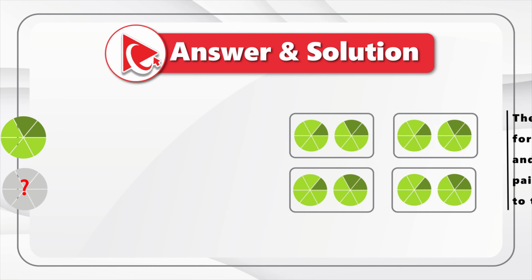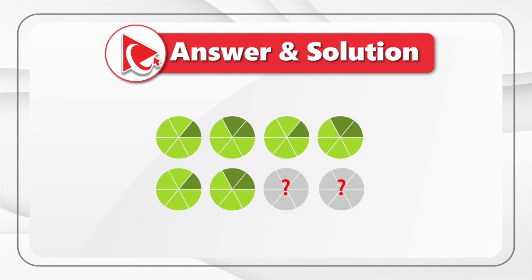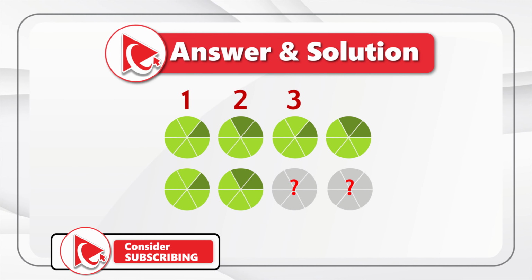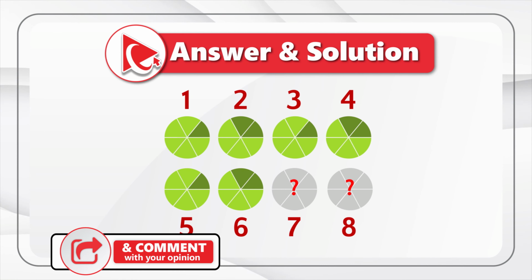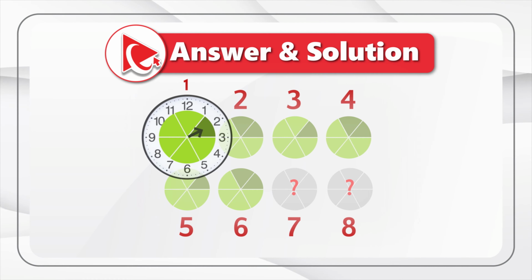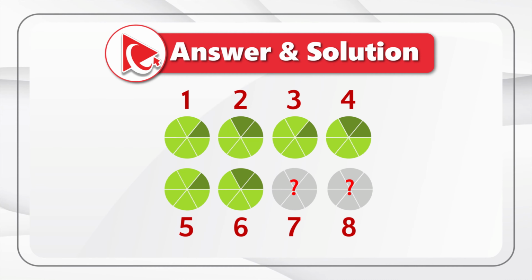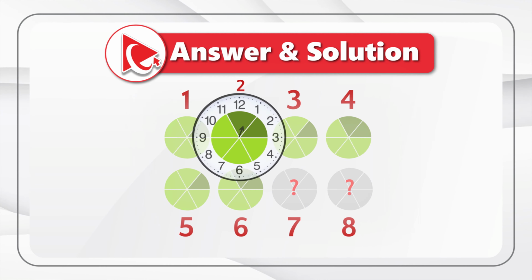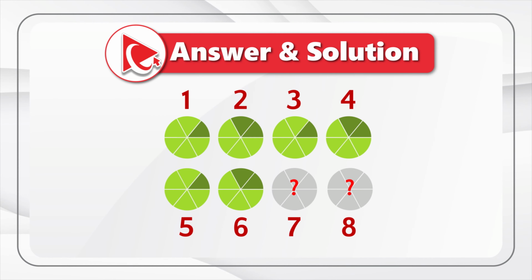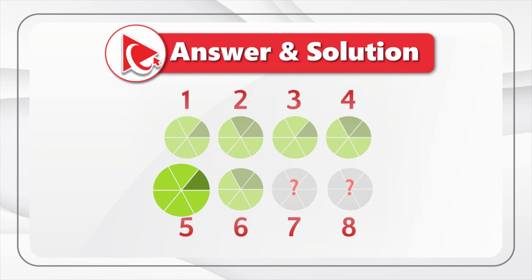To better understand the pattern, let's give each circle a unique number. If we start with the top row of circles, the numbers would be 1, 2, 3, 4, and the bottom row circles will have numbers 5, 6, 7, and 8, with 7 and 8 being our missing pair. If you look closely at circle 1, you will see that there is a dark section at 2 o'clock. And circle 2 has 2 dark sections, one at noon and another at 2 o'clock. A similar pattern you see in circles 3 and 4, and then circles 5 and 6 also mimic the same pattern.